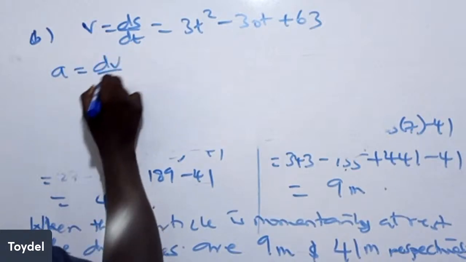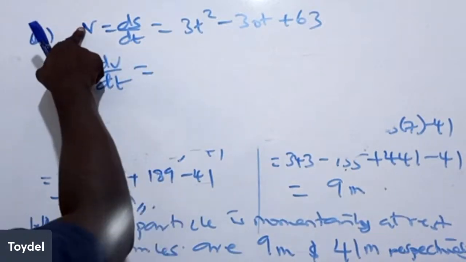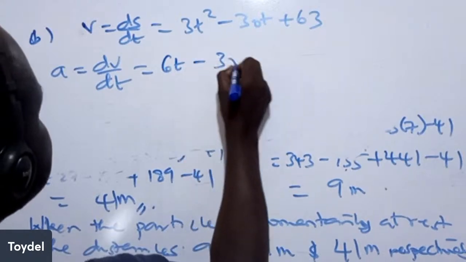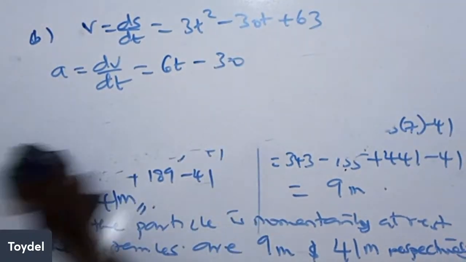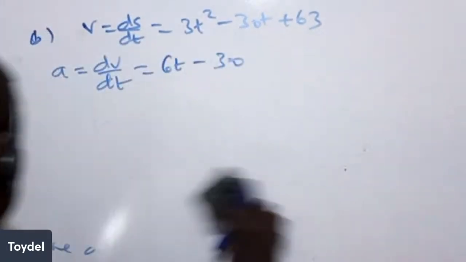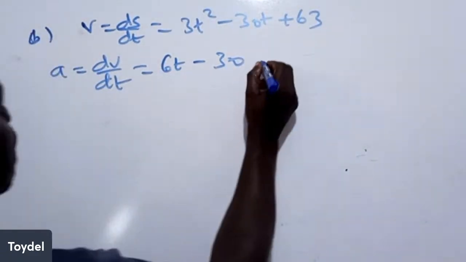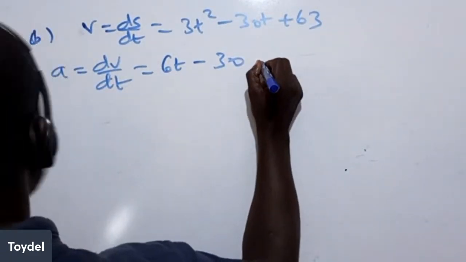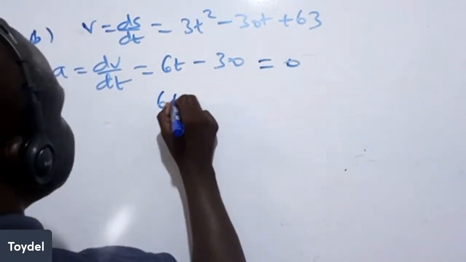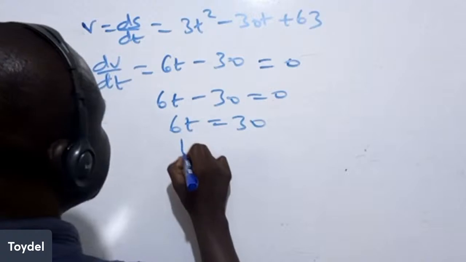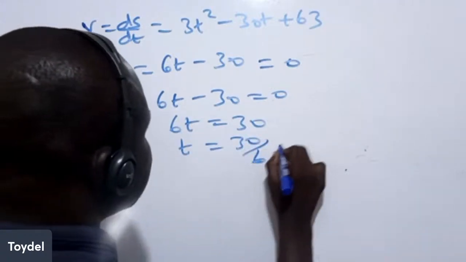So what will be the acceleration? Acceleration is dv/dt, that is the rate of change of velocity with time. If you differentiate this, we are going to get 6t minus 30. Then we have to find the velocity when the acceleration is equal to zero. So 6t minus 30 is equal to 0, 6t is equal to 30. Then t is equal to 30 divided by 6, and that is equal to 5.